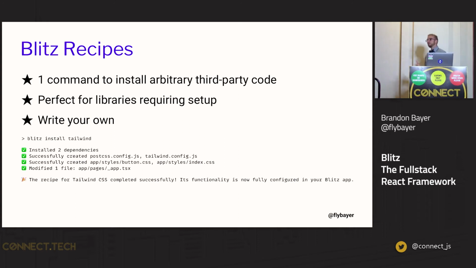So we have a thing called Blitz recipes that allows you to install basically arbitrary code or third-party packages with one command. So for example, you can run blitz install chakra-ui, and we will automatically install all the required dependencies, install the config files, and will automatically go in and update the root of your application to add a theme provider. All with just one command.